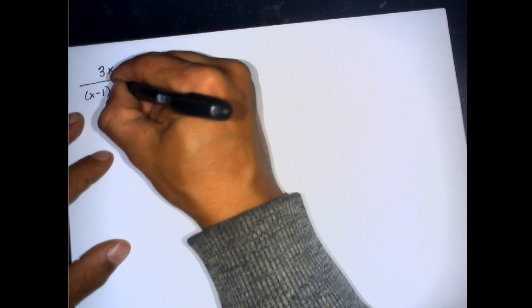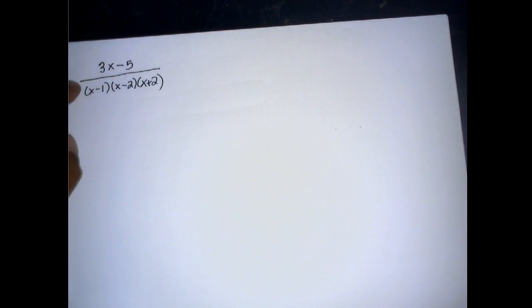Let's try a simpler example first. Yeah, it was 2x plus 1, and I did 2x minus 1. Let's do this one, a little more complex. Let's do (3x minus 5) divided by (x minus 1)(x minus 2)(x plus 2). And I hope you realize that the hardest part of this is factoring the denominator. That's the hardest part.